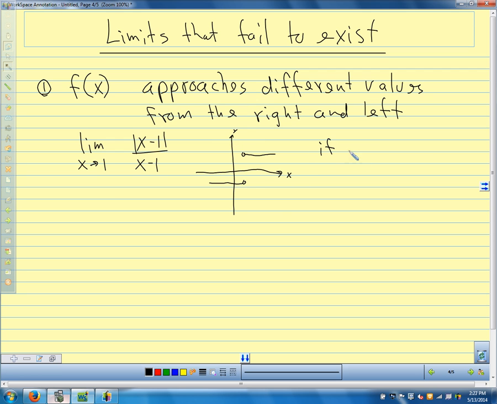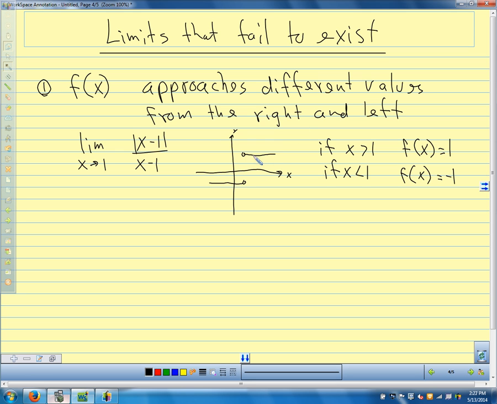If x is greater than 1, f of x equals 1. If x is less than 1, f of x equals negative 1. So as I come from the right-hand side, the function stays right at 1. As I come from the left-hand side, this function stays at negative 1. So as I get closer and closer to 1, the function is not approaching one value. It's approaching different values from either side.